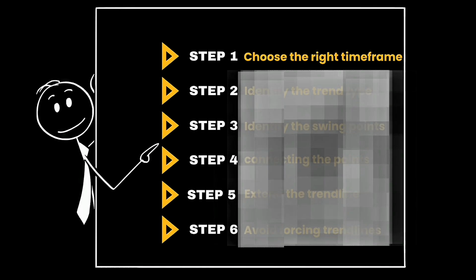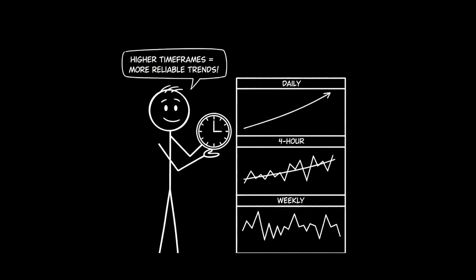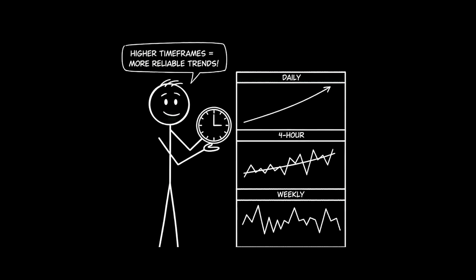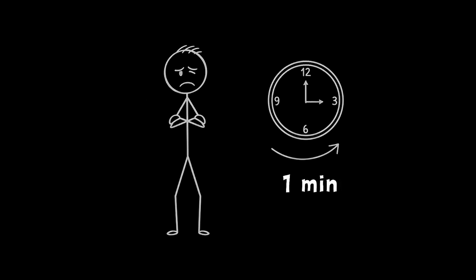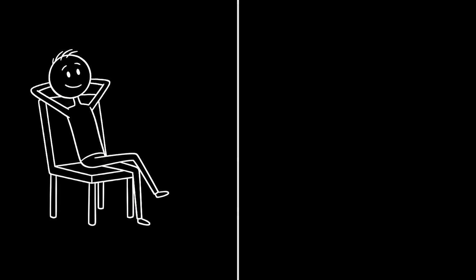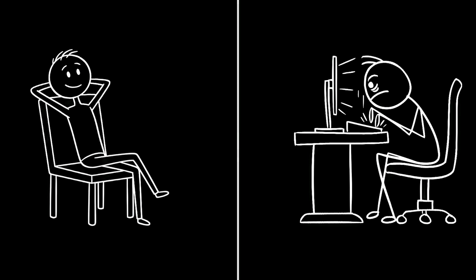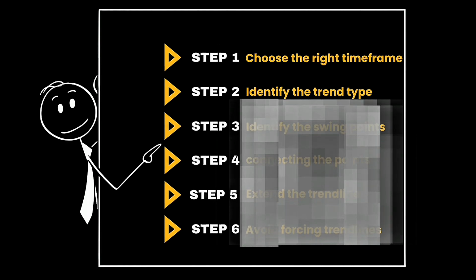Step 1. Choose the right time frame. Start with a higher time frame. Trend lines on higher time frames, like the daily, 4-hour, or weekly charts, tend to be more reliable. A trend line on a 1-minute chart doesn't hold much water because small price movements don't show the overall market sentiment. If your goal is for long-term trends, then you should focus on the daily or weekly charts. But for short-term traders like day traders and scalpers, you might use the 1-hour or 15-minute charts. Step 2. Identify the trend type.